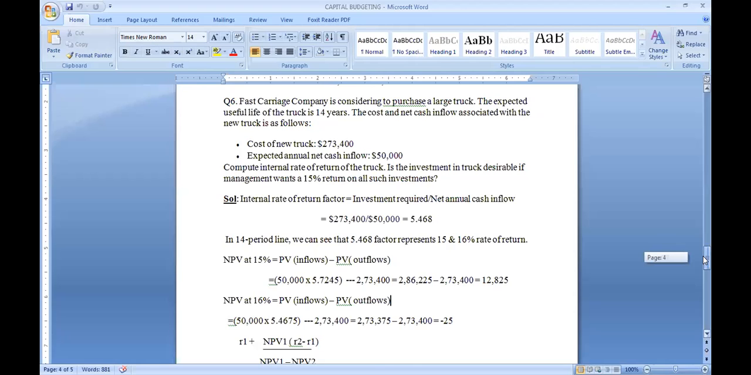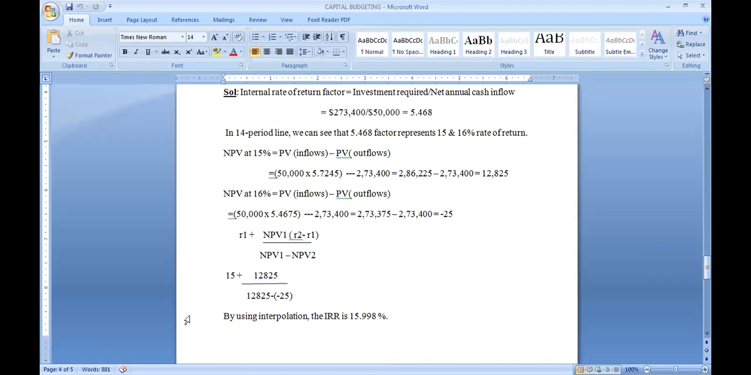Okay. Now the formula is this: R1 plus NPV at rate 1 multiplied by R2 minus R1, divided by NPV at rate 1 minus NPV at rate 2. So R1, which is our lower rate, is 15%. So 15 plus. Now see, NPV at rate 1 was how much? 12,825. So I have written that. Now R2 is 16, R1 is 15. So 16 minus 15 is 1. Divided by NPV at rate 1 minus NPV at rate 2.